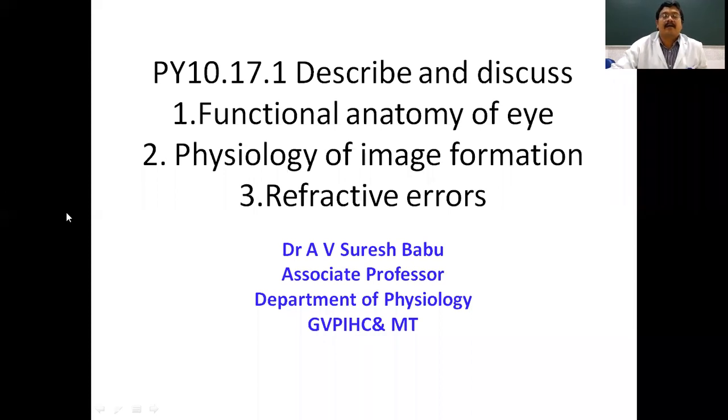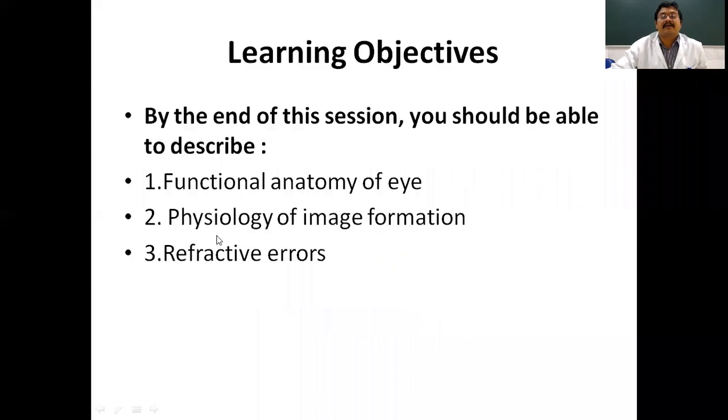The learning objectives for this session are the functional anatomy of the eye, the physiology of image formation, and the refractive errors.